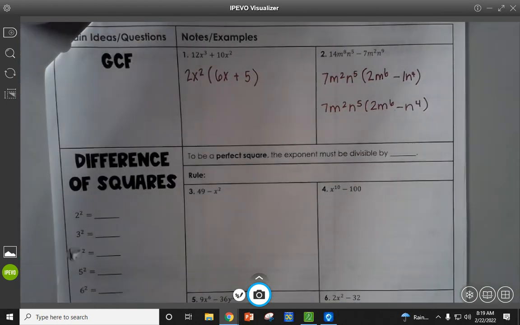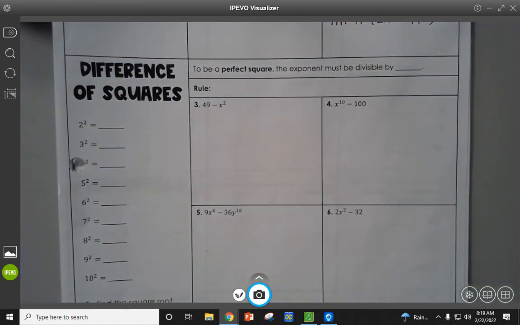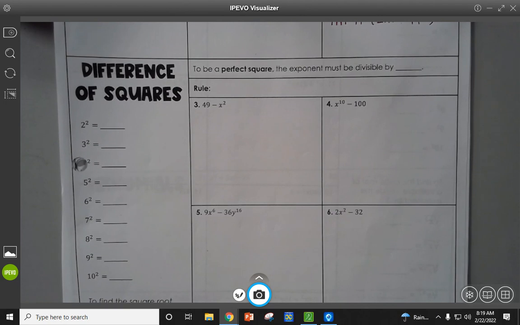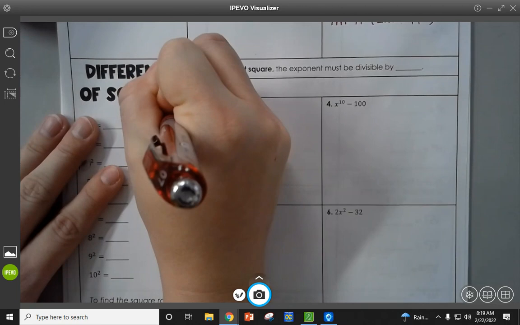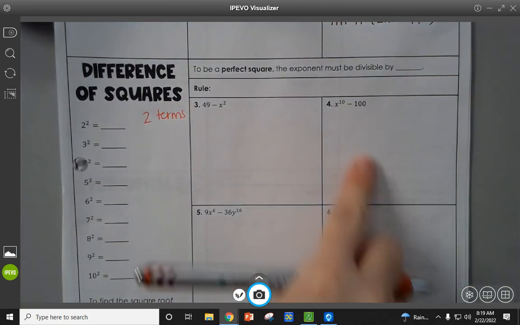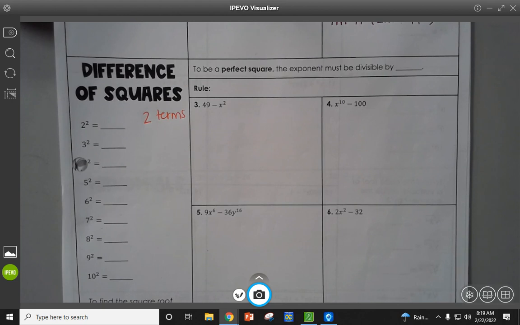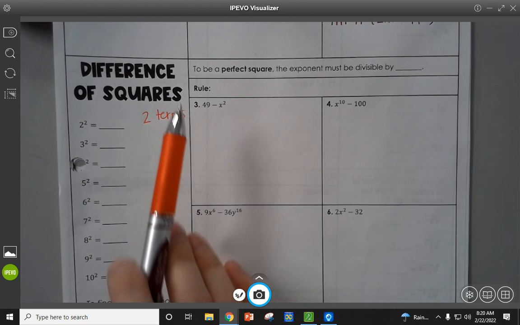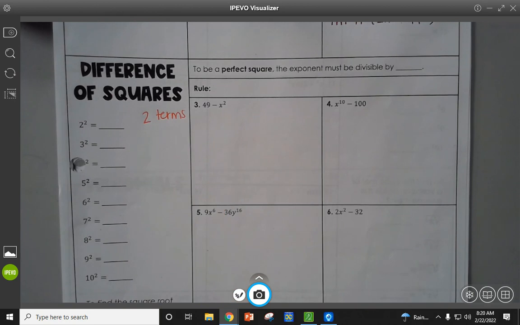We're going to do difference of squares, which you may be a little familiar with because we've talked about it on our Bank 20s. But difference of squares is when we have 2 terms. If I look at all of my examples here, every one of them is 2 terms. You can only do difference of squares with 2 terms, and both of those terms have to be a perfect square, and there's a subtraction between them. That's why it's called difference of squares. 2 squares that are being subtracted.